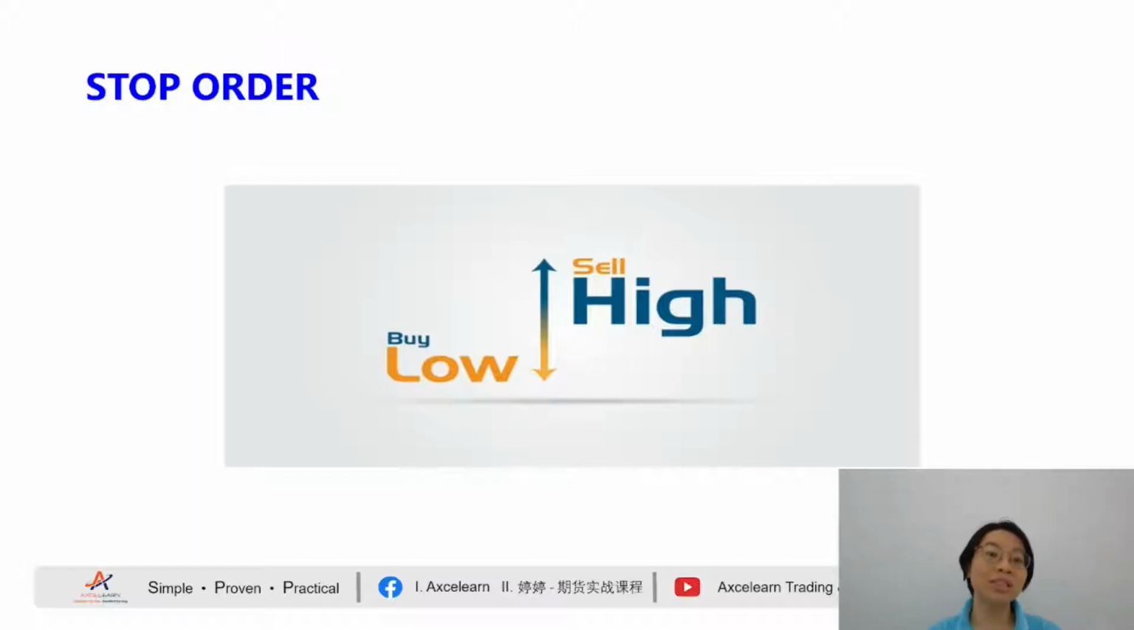Technically, for stop orders, you will need to place a buy stop which is higher than the current market price, and a sell stop which is lower than the current market price. Why? I'm going to explain to you from the subsequent two examples itself.